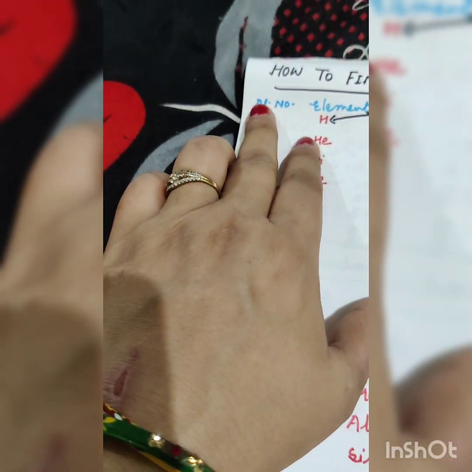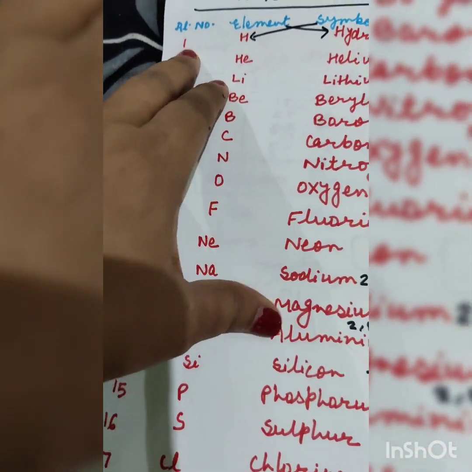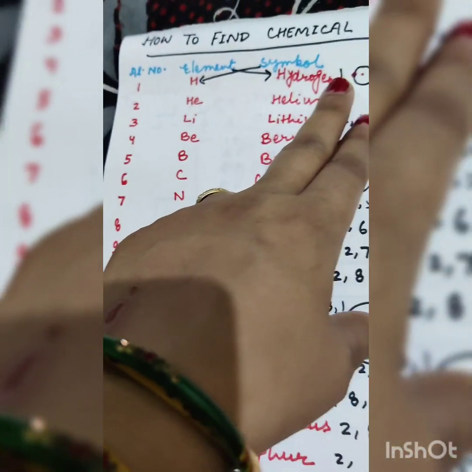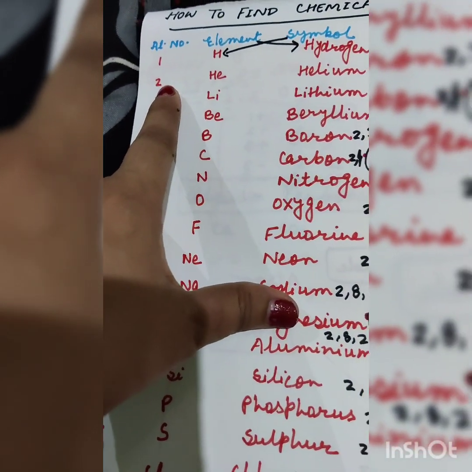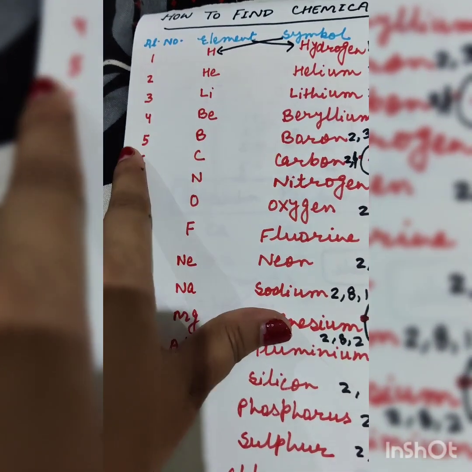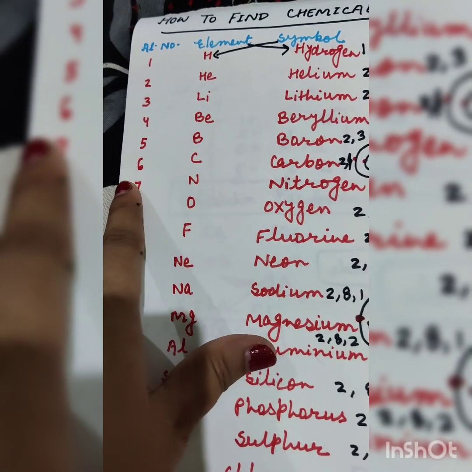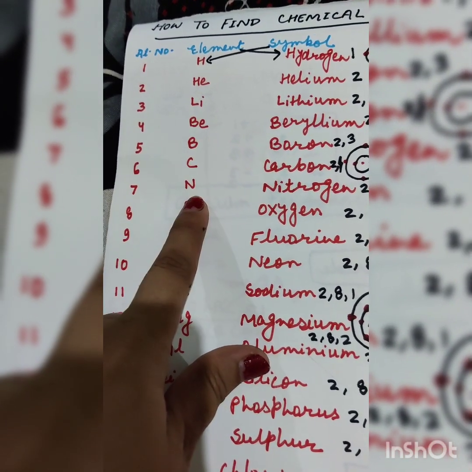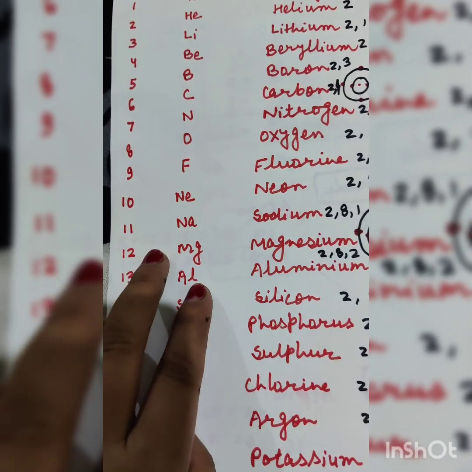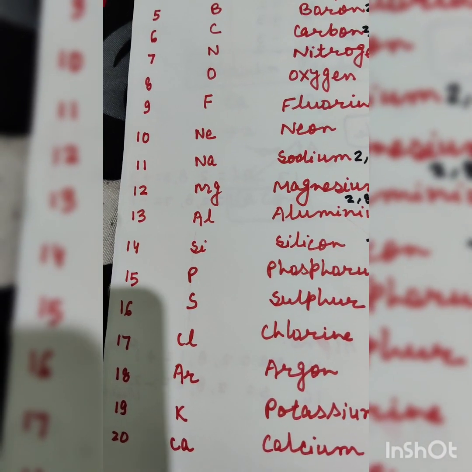Here are the atomic number, symbol and element. The first, atomic number 1, is represented with capital H and it is written as hydrogen. Second, 2, helium, He. Third, lithium, Li. Fourth, beryllium, Be. Fifth, boron, capital B. Sixth, carbon. 7, nitrogen. 8, oxygen. 9, fluorine. 10, neon. 11, sodium. 12, magnesium. 13, aluminium. 14, silicon.